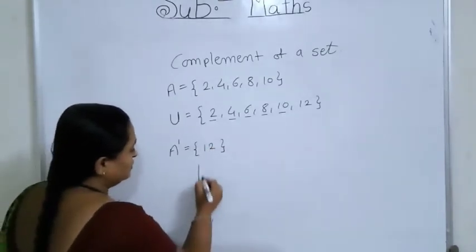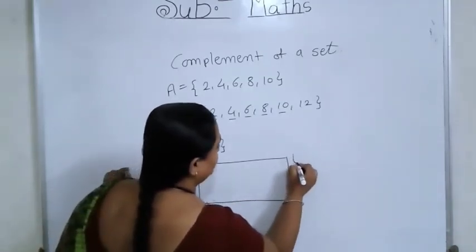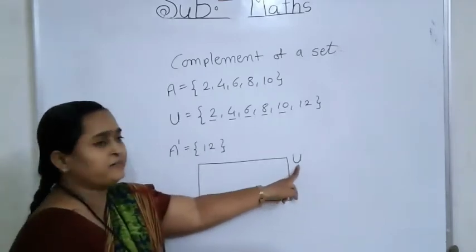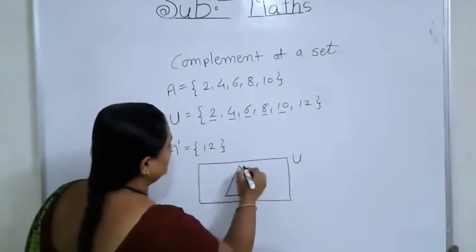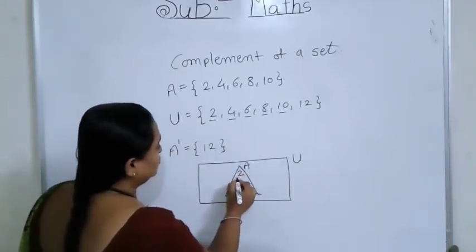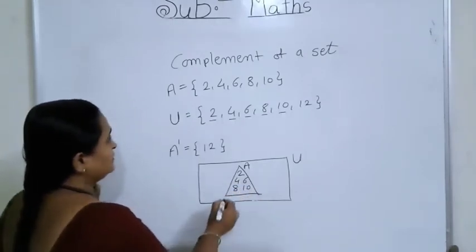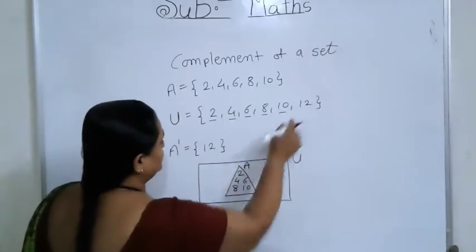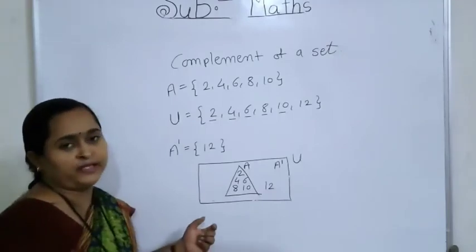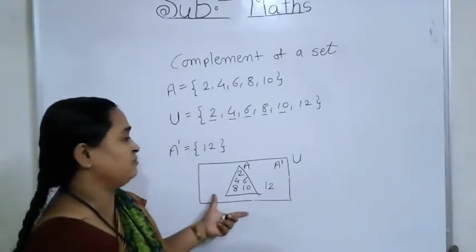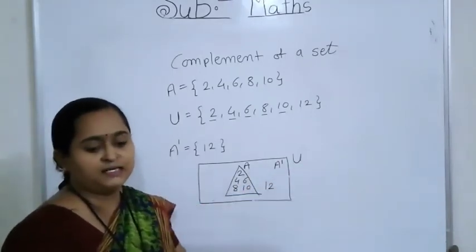Again the Venn diagram. For representing the universal set, we have to draw a rectangle and it is denoted by capital U. Now one triangle we will take. Now this will be your set A. In set A, 2, 4, 6, 8, 10. Now what is left? Only 12. 12 we will write outside, and here you can write complement of A. Now this is the Venn diagram. In this we have represented set A, complement of A, and this is the universal set.